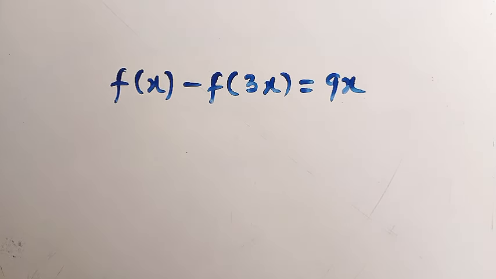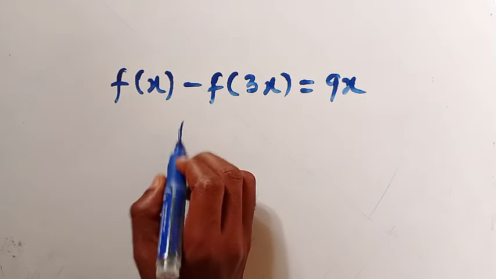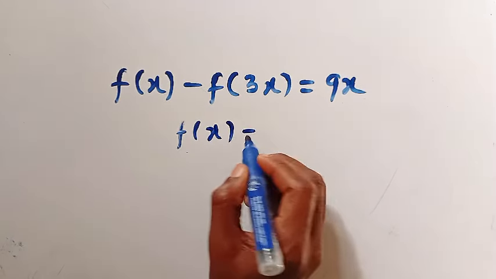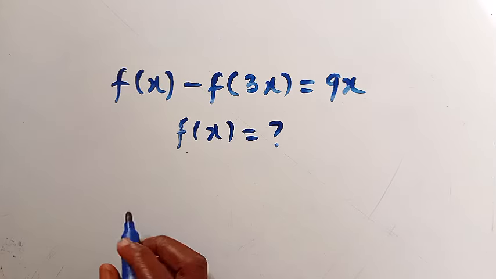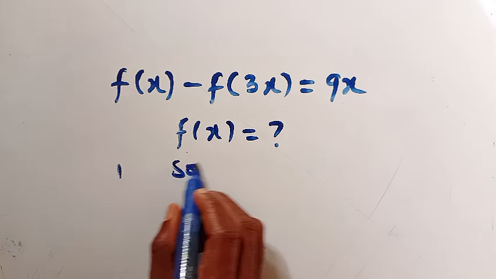Here we have an interesting functional equation: f of x minus f of 3x equals 9x. Our aim is to find f of x. To solve this, you can just pause this video and give it a try, and I will be presenting two different ways of solving this problem. Let's see the solution.